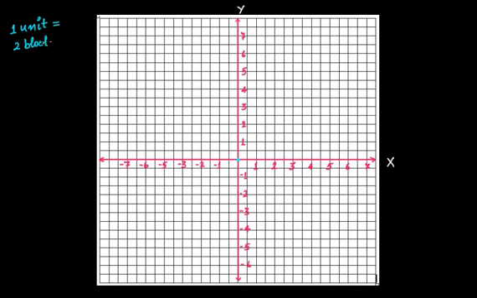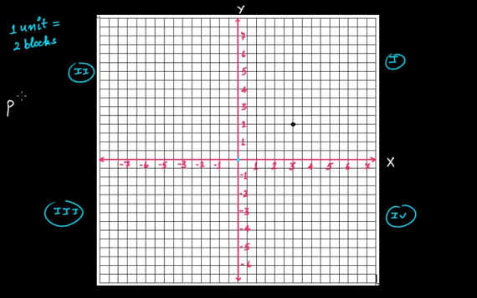Now this is quadrant 1. This is quadrant 2. This is quadrant 3. And this is quadrant 4. Imagine that if I ask you, can you tell me the location of this point? Let's say that this is point P.